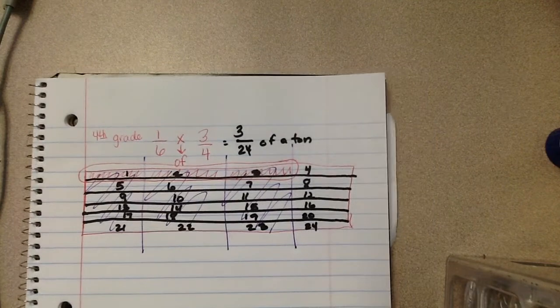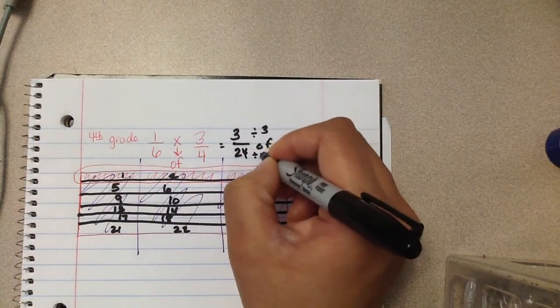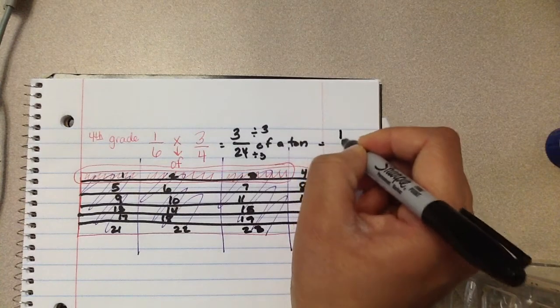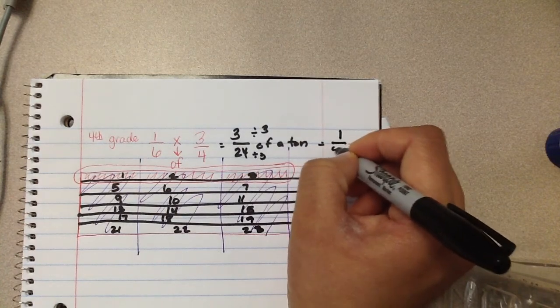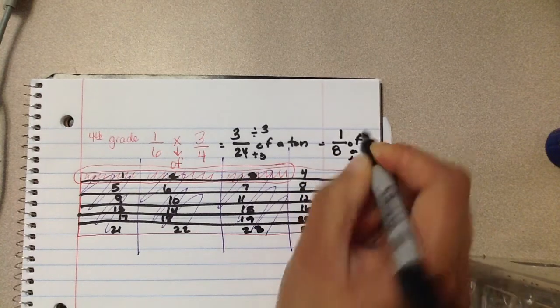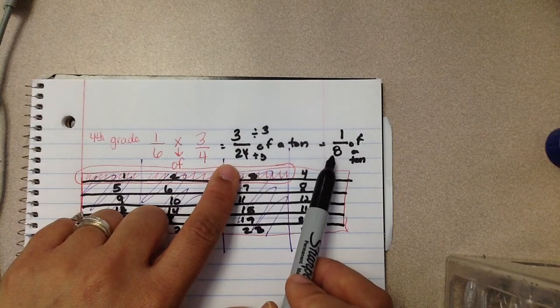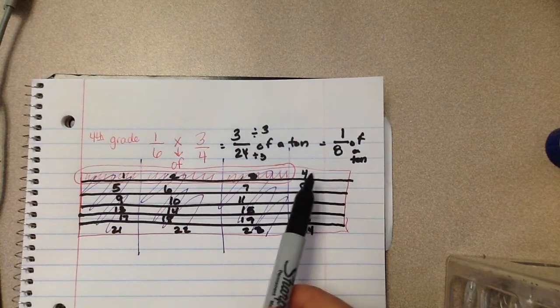Okay, that can also be reduced. Can divide by 3 here, divide by 3 here. That can be reduced. They collected 1/8 of a ton. 1/8 and 3/24 are the same fractions. One is just in reduced or simplest form. Okay, so 1/8 is in simplest form.